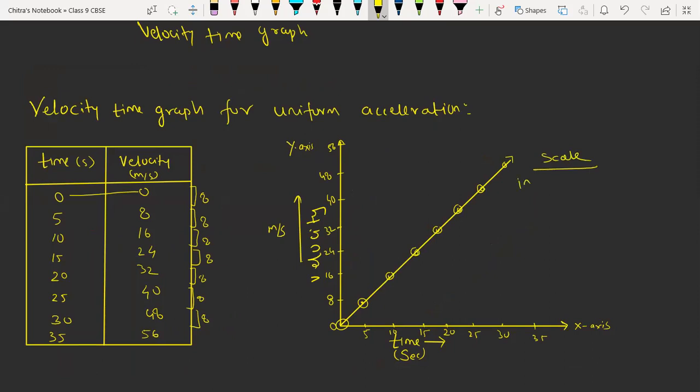Here in the x-axis we have 1 centimeter equals 5 seconds. And in the y-axis we have 1 centimeter equals 8 units, and 8 units is nothing but 8 meter per second. Okay, so this is all about the scale.